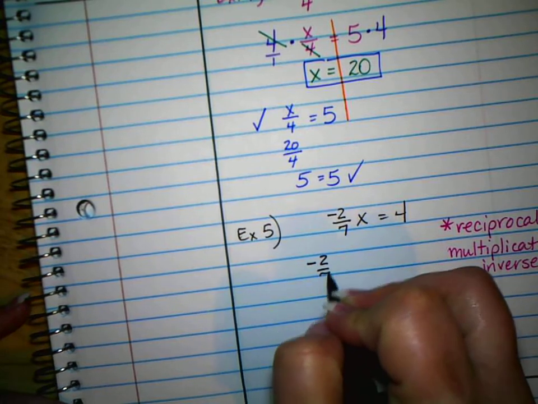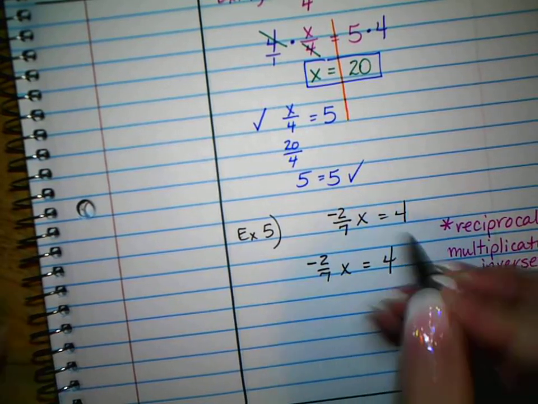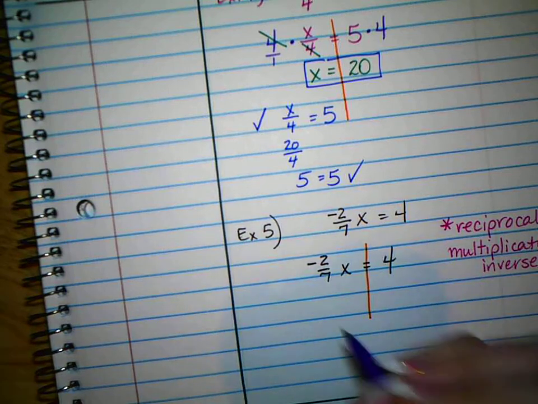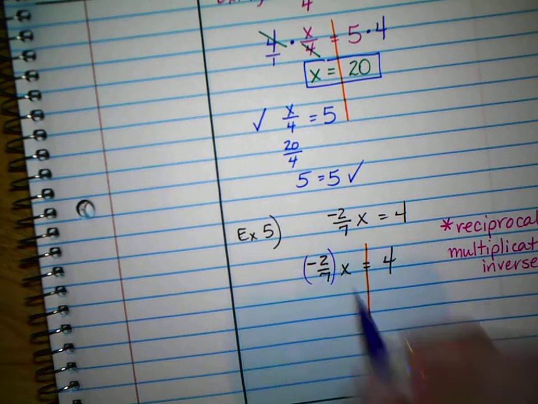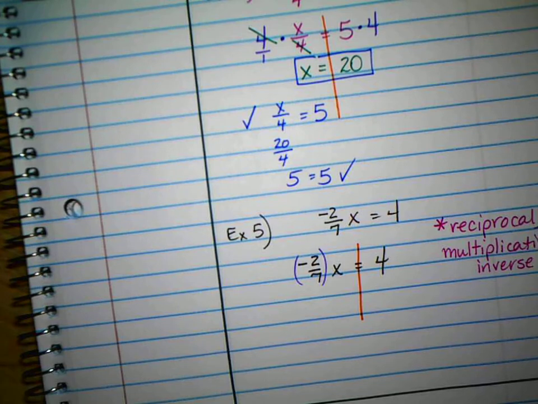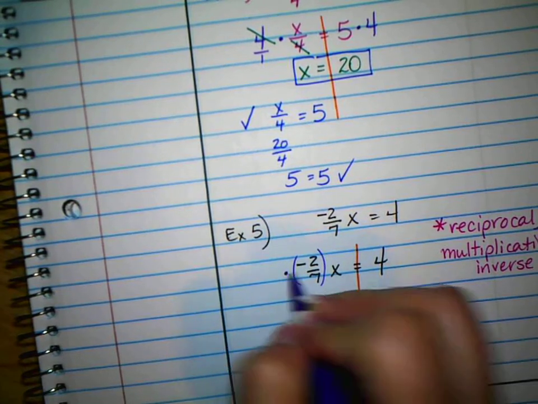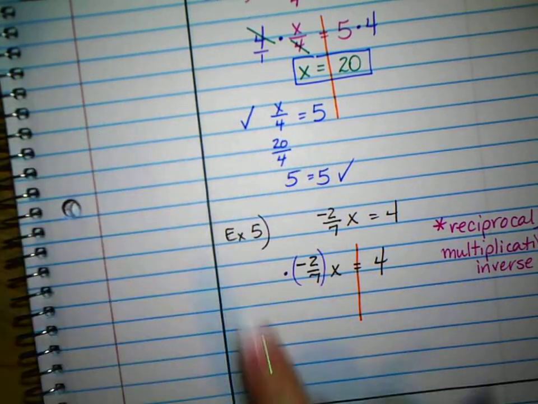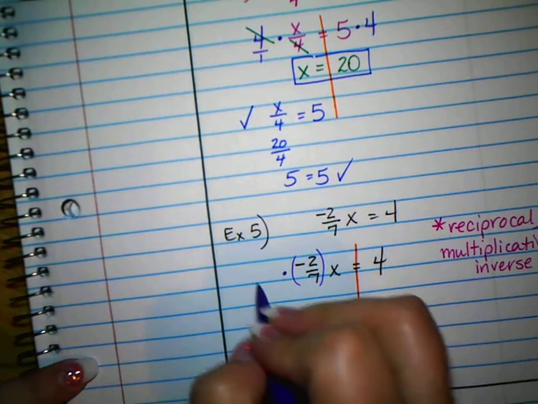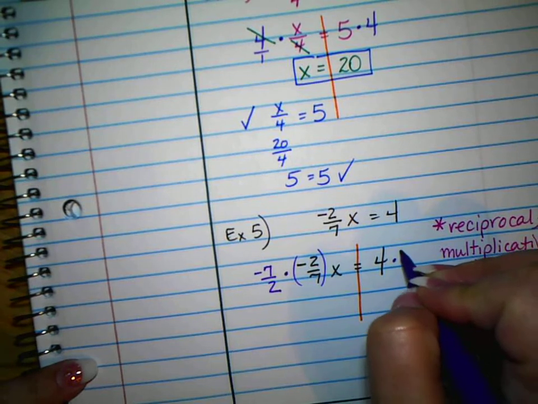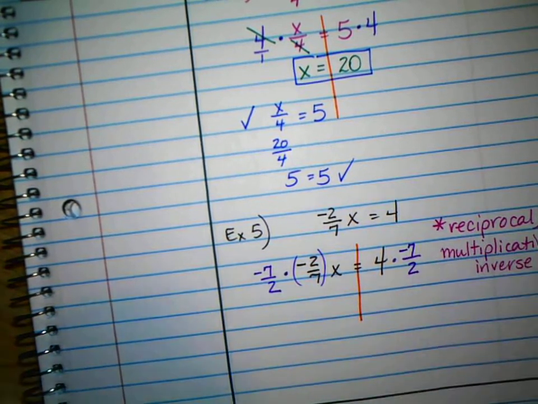So copy down the problem again. Build your wall. This is what I'm multiplying by x. But that's a fraction. And in order to turn it into a positive 1, I need to multiply by the flip. I want to turn it upside down. So it becomes negative 7 over 2. And again, whatever I do on one side, I do on the other side.